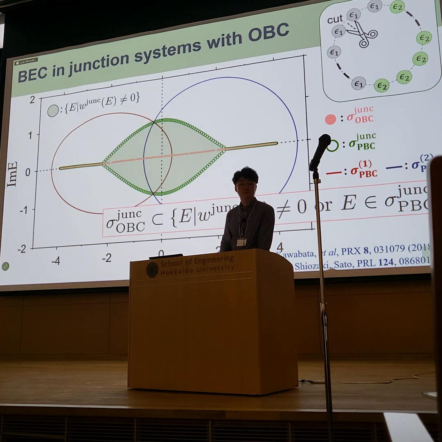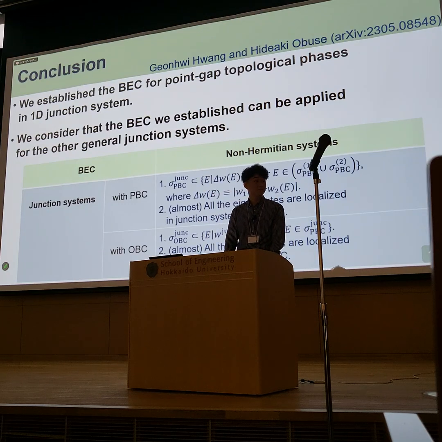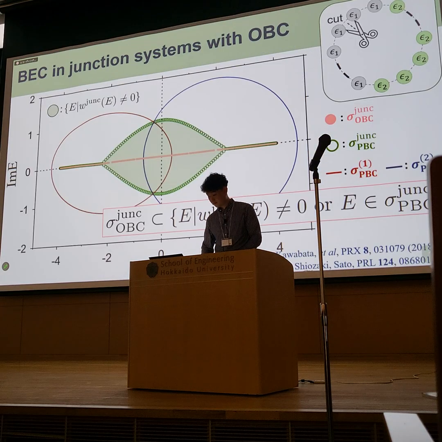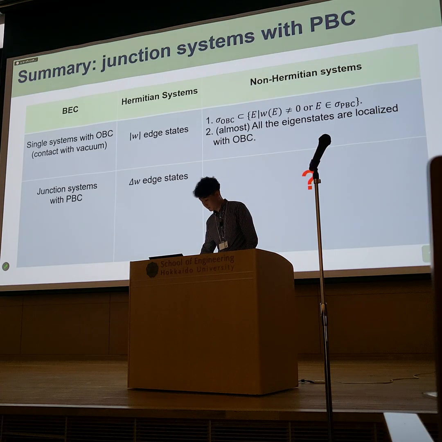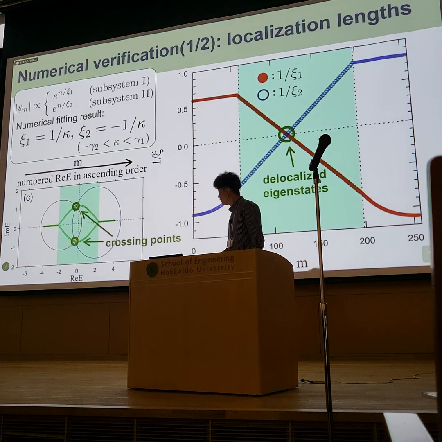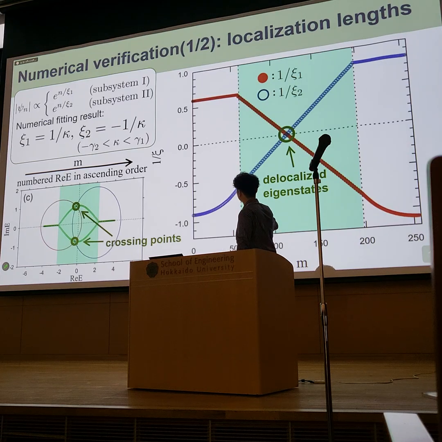Any other questions? Did you say that the delocalized state appears? Yes. So what is the condition for the appearance of the delocalized state? Yes. So for the eigenenergies appearing at the crossing points of the PBC spectra of each subsystem, the eigenstate is delocalized.